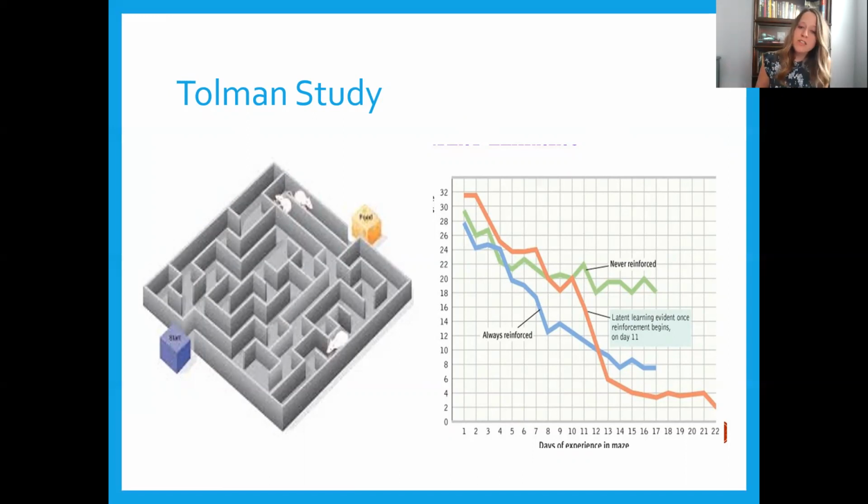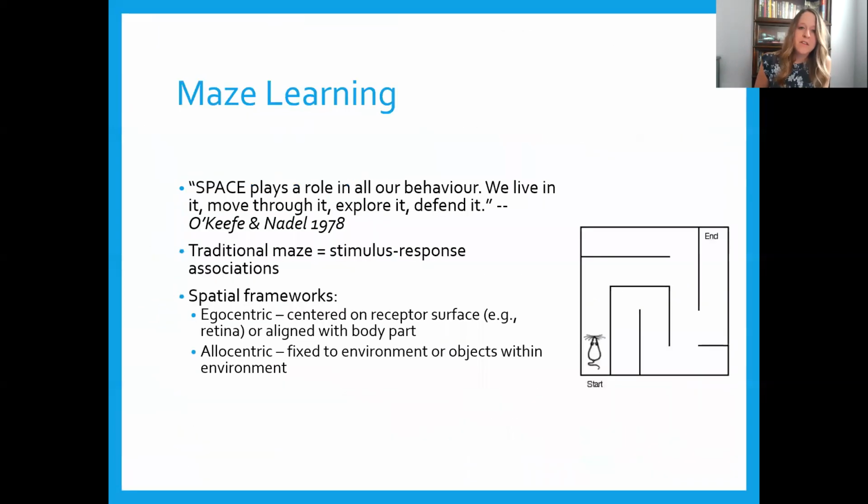Merely being exposed to the maze and freely exploring it was enough. They learned in the absence of goal-directed intent. But the question is, what did they learn? The behaviorists would argue that to navigate our environment, we learn a fixed sequence of responses. Walk 5 steps, turn right, walk 3 steps, turn left.